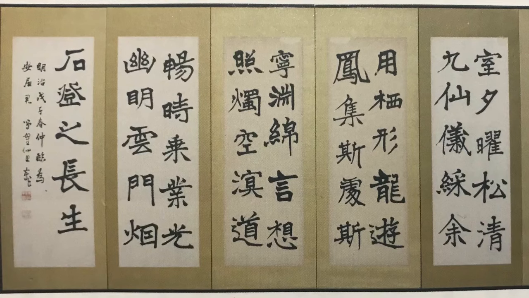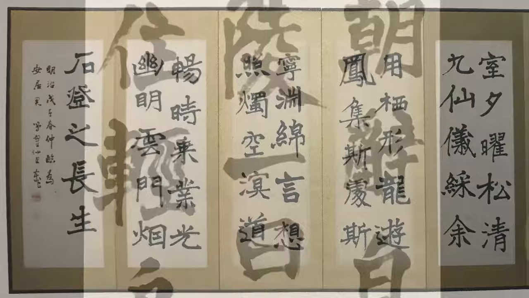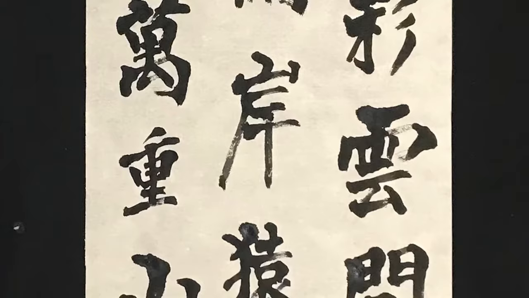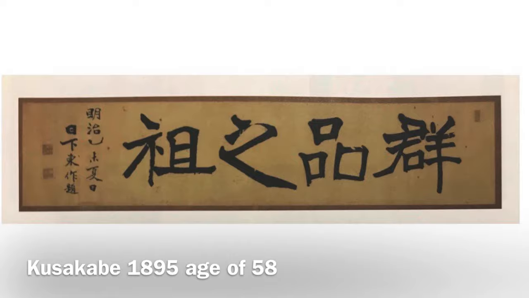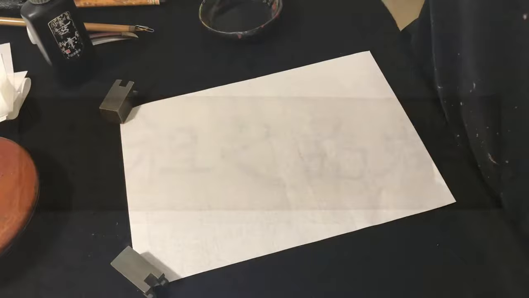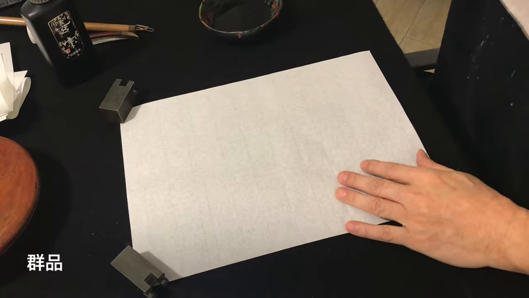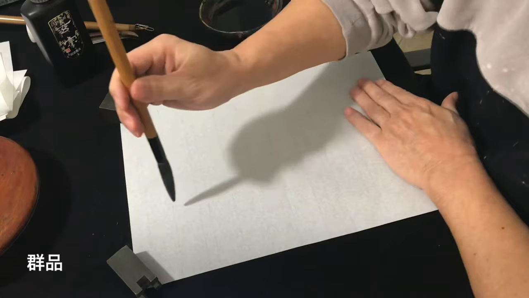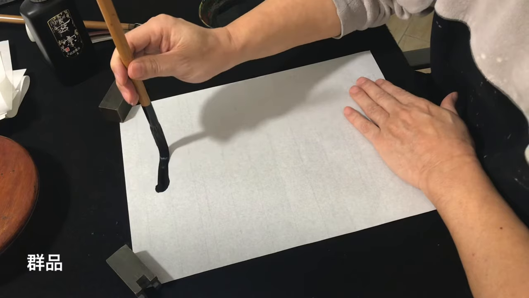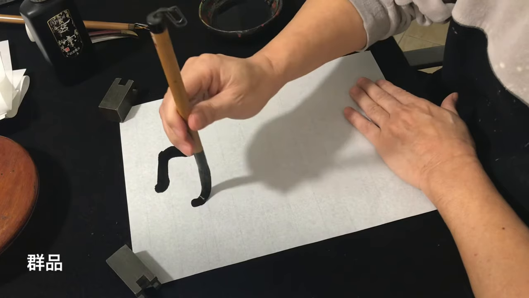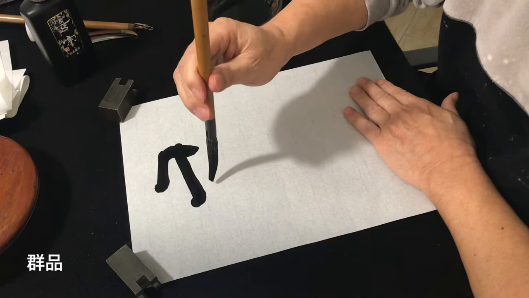Okay, when I finished all this kanji of Kusakabe, I tried to write a Tang poem in Kusakabe style. Seven years after, Kusakabe made this Kaisho. I want to copy this beautiful Kaisho. So first I study these four kanji. I copied them using his way of writing, Kaiwan Ho and a long brush.